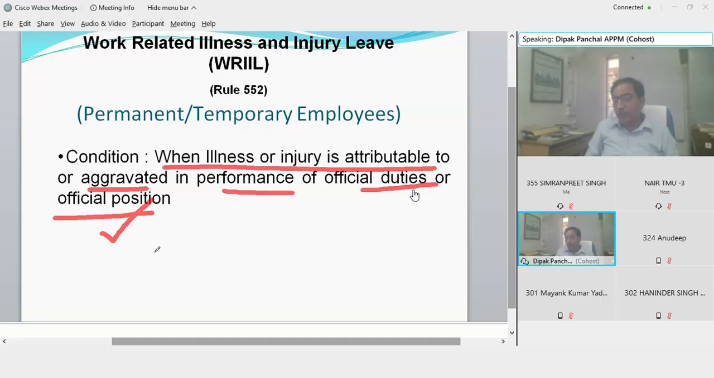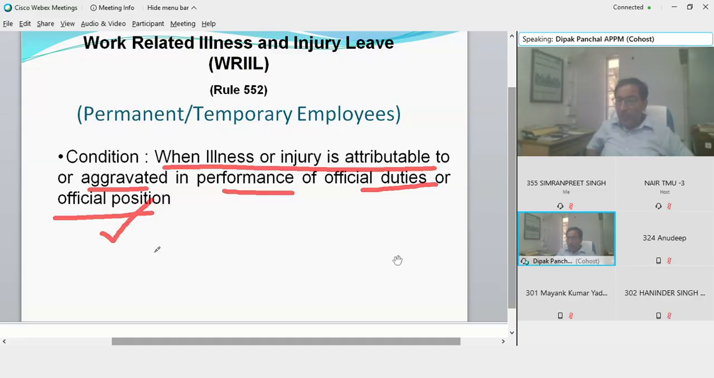Maybe due to official position. Supposing a technician has an altercation with the supervisor, senior supervisor, and later on he assaults that supervisor on any trivial issue. Such things happen.